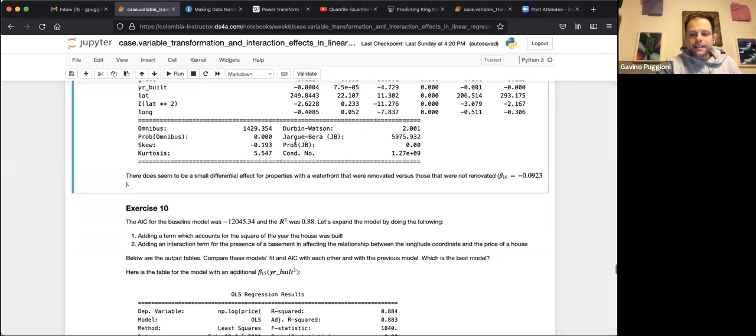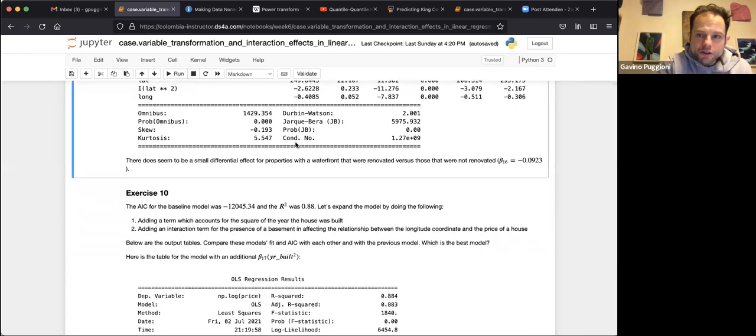So exercise 10, the AIC for the baseline model was negative 12,000 and the R squared was 0.88. Let's expand the model by doing the following. Adding a term which accounts for the square of the year the house was built, and adding an interaction term for the presence of a basement in affecting the relationship between the longitude coordinate and the price of a house. How can we do this?